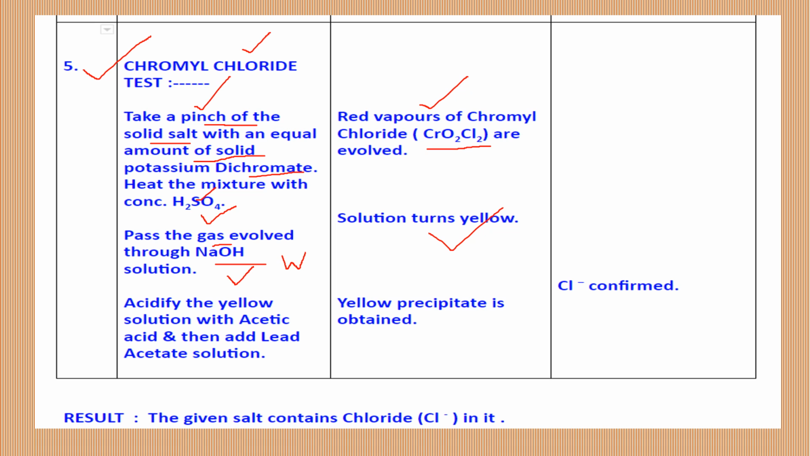Then you add a small quantity of acetic acid to the yellow solution and lead acetate solution to it, and you will get a yellow precipitate. So initially you had red vapors, you let the gas pass through NaOH, which gives a yellow colored solution. Then you add acetic acid and lead acetate solution, and you get a yellow precipitate. Here the test is completed and it confirms that there is Cl minus. Now the result, in accordance with the aim of the experiment: the given salt contains chloride Cl minus ion in it.